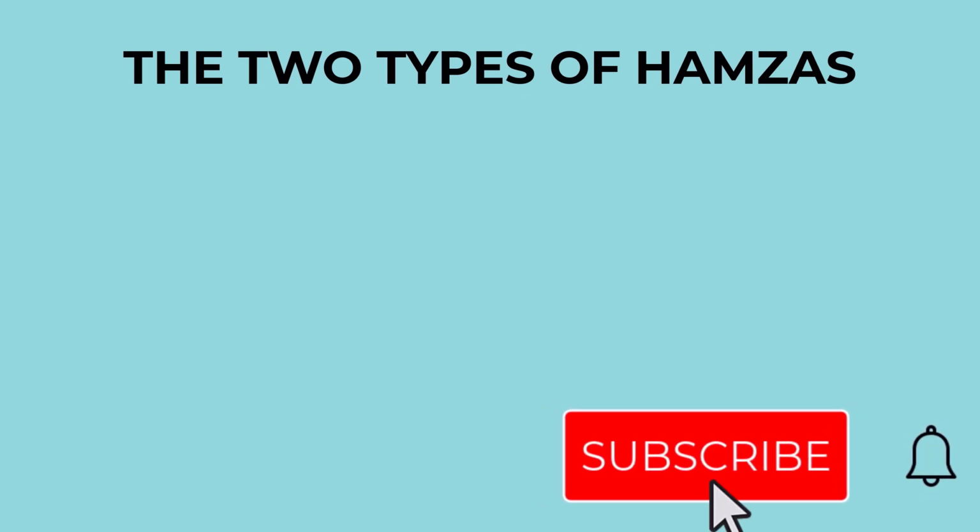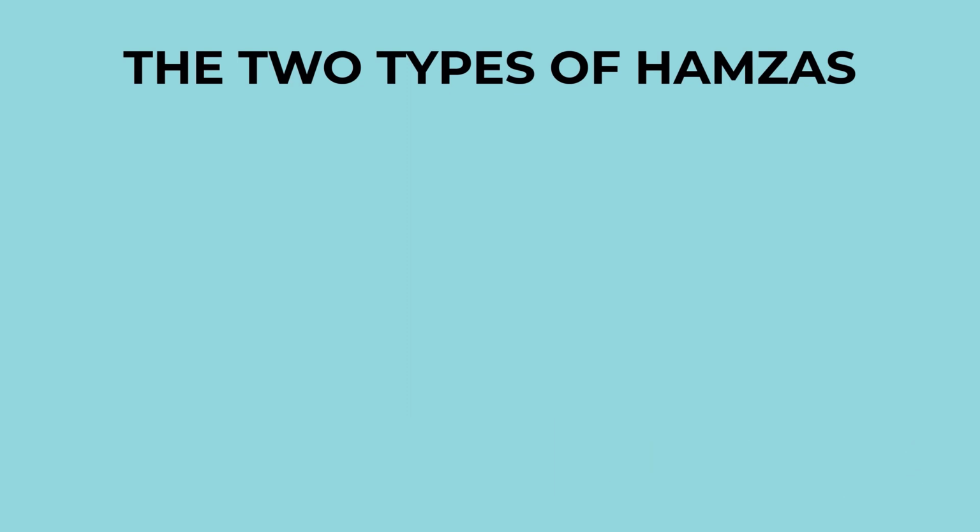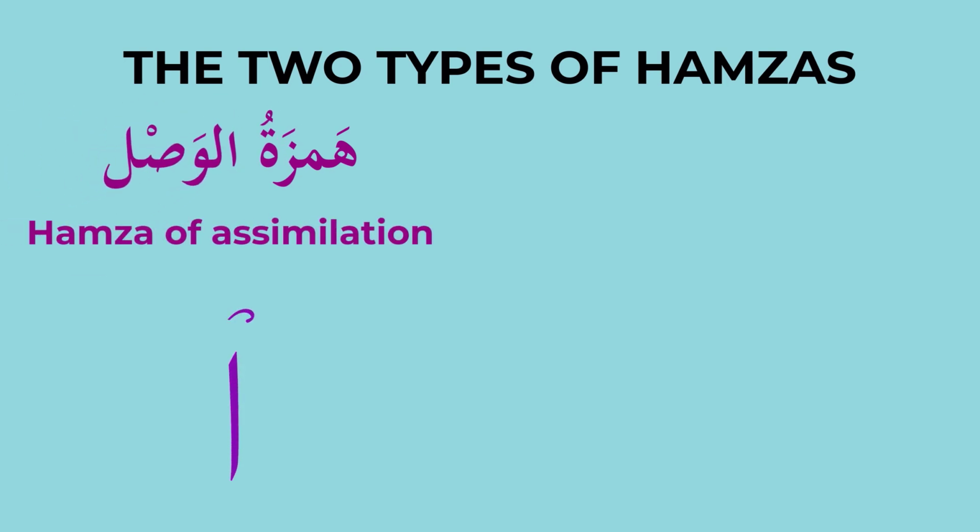Hamza. Are you with me? There are two kinds of Hamza. We are going to learn two kinds of Hamza. One is called Hamzatul Wasal, Hamza of assimilation. And the other one is called Hamzatul Qata.